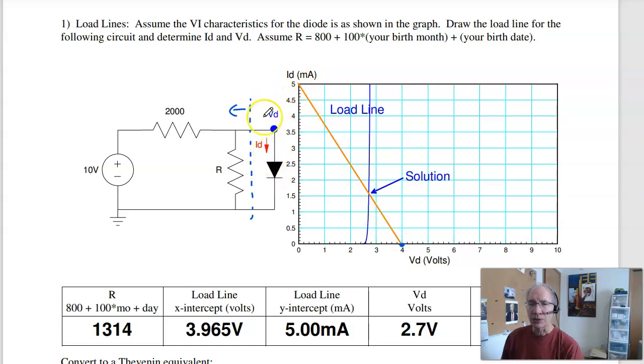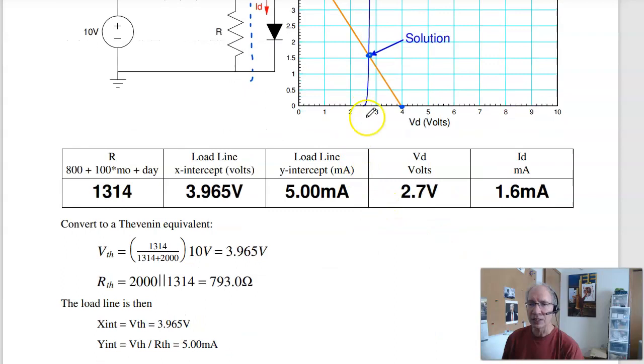The short circuit current is, if I short this, I get 10 volts over 2000 ohms, 5 milliamps, which gives you this point. Two points define a line. Where it intersects is your solution. So the intersection is going to be right around 2.7 volts, about 1.6 milliamps.